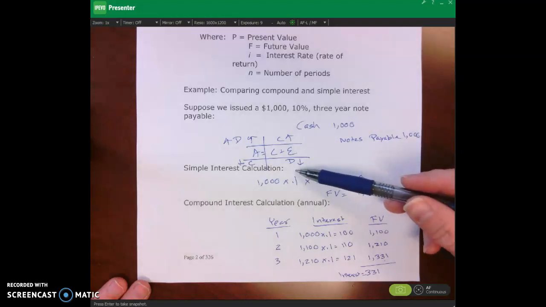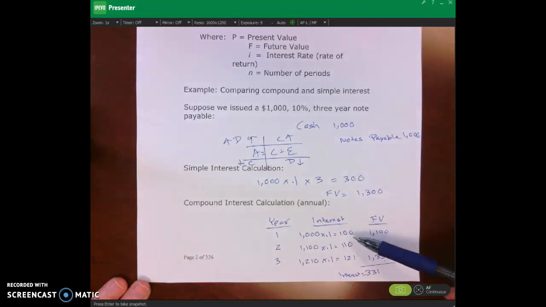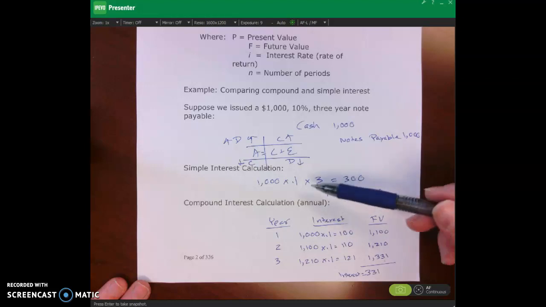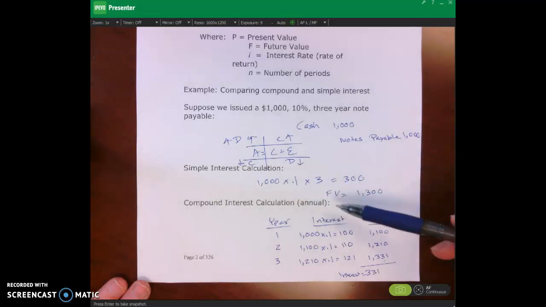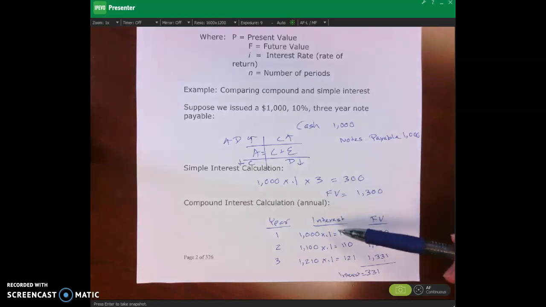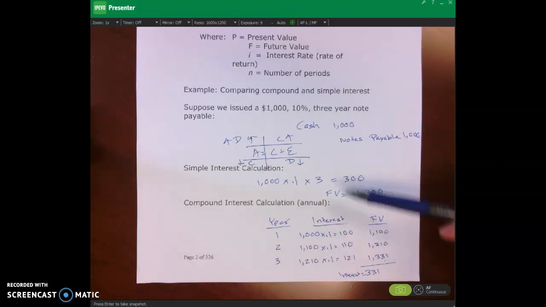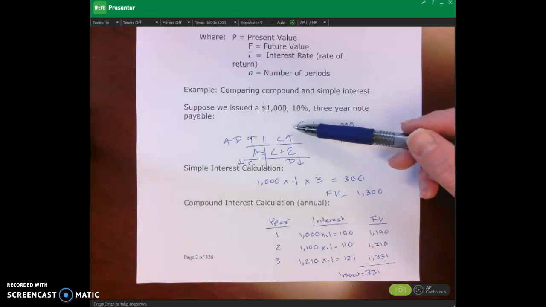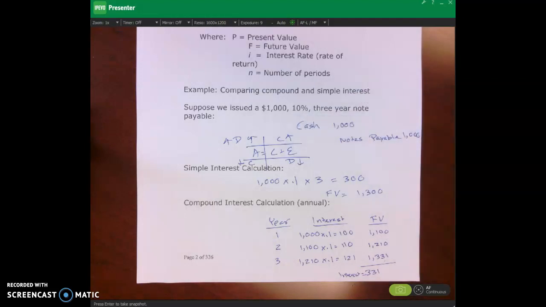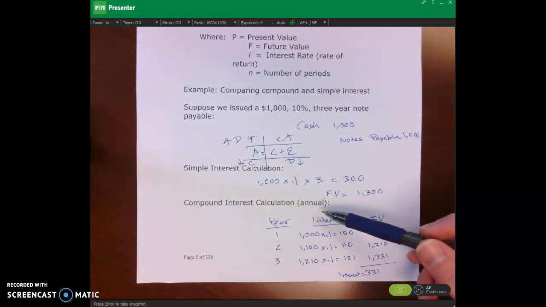We went over simple interest calculations and then we looked at compound interest. Recall the difference between compound and simple is that with compound interest we are earning interest on top of not just the principal, but also the interest. In this case, we're not earning, we're paying because it's a note payable. That was on an annual basis.